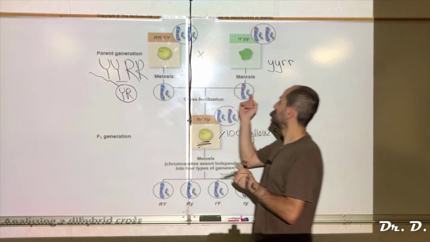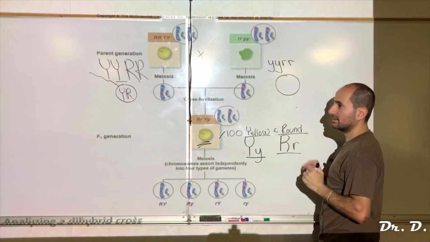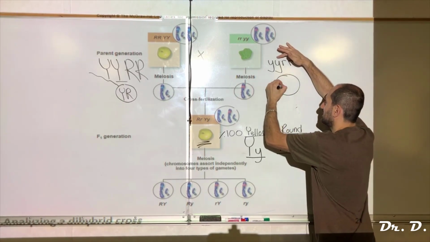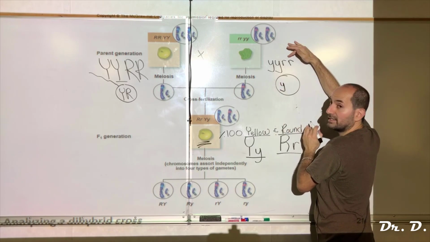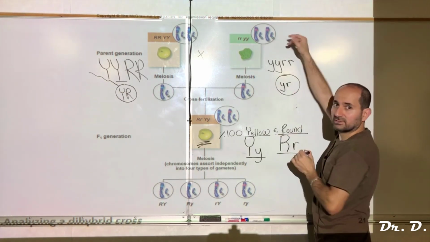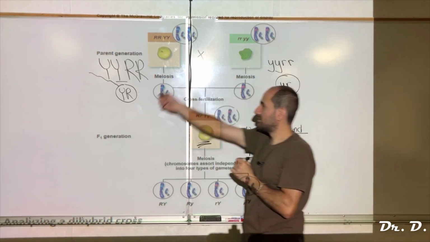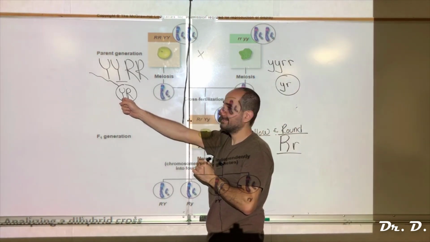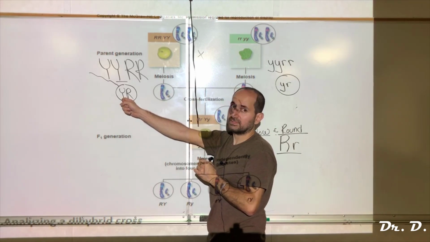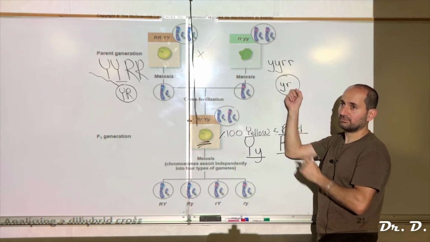And what about the egg? What could be in the egg? Well, it looks like a little y could be in the egg, and can you have another y? Nope, because eggs are haploid. You can have a little r though. So you can have a big R, big Y in this gamete from this parent. You could have a little r, little y from this gamete from this parent.